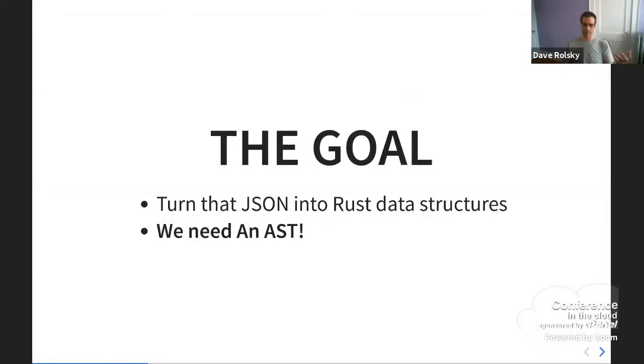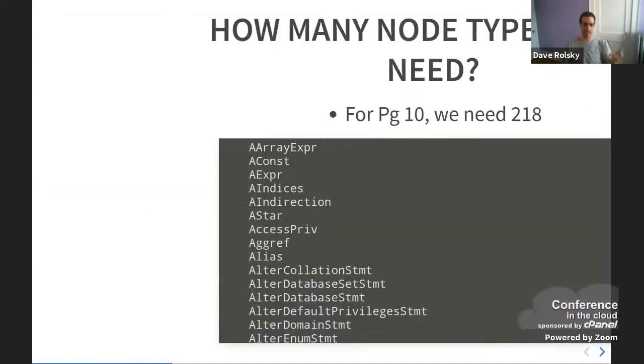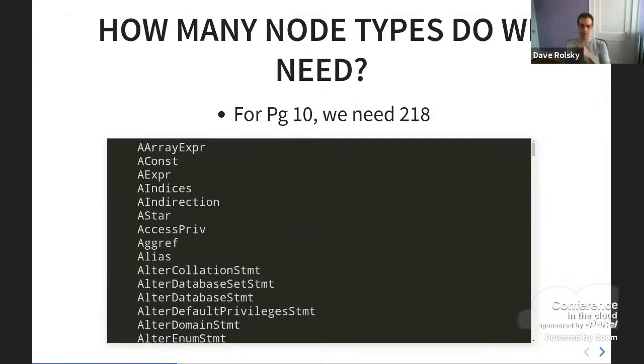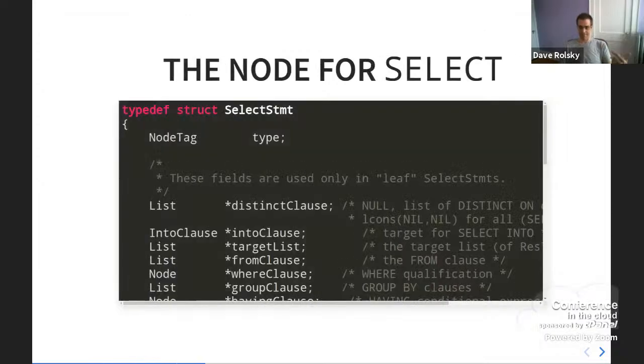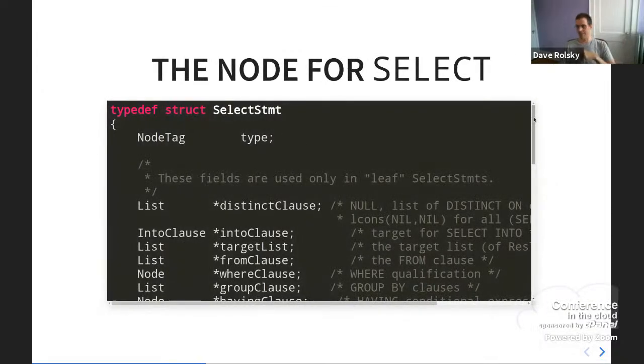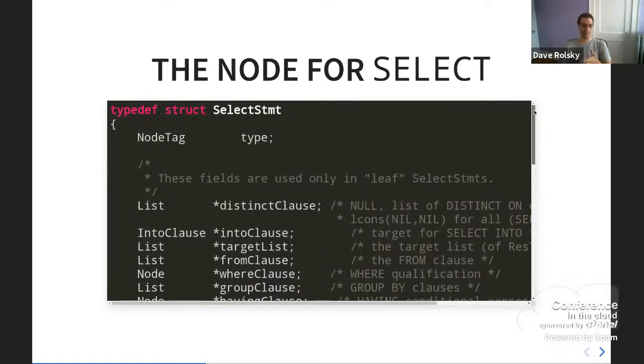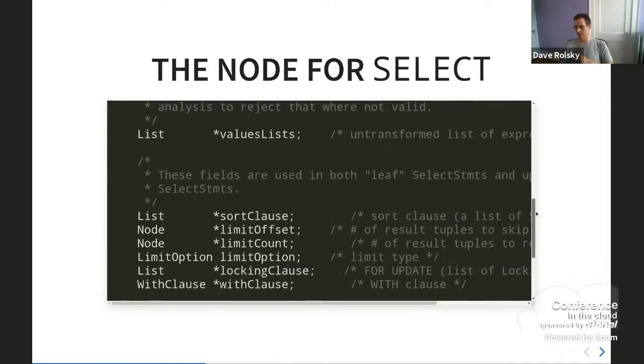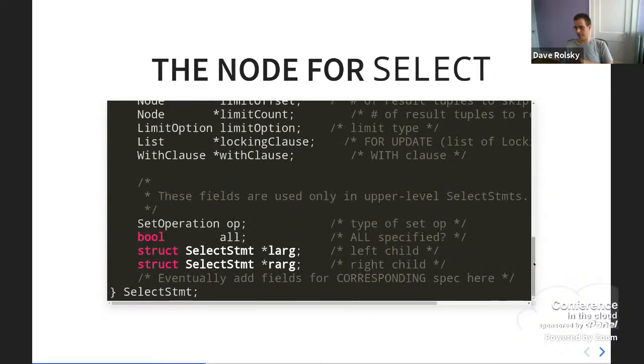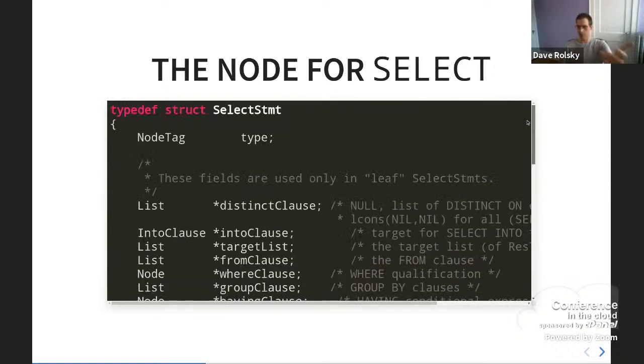For an AST, you need nodes, and each node represents one part of the tree. How many node types do we need? Well, for Postgres 10, we need 218 nodes. It's a lot of nodes. This is the C code for the select statement node, which is both for top-level select statements, but you'll also see it in subselects and so on. These are all the fields, and a lot of these fields are themselves references to other things, like the target list is a list of targets. Anyway, I'll get into that more. It's a lot of stuff.